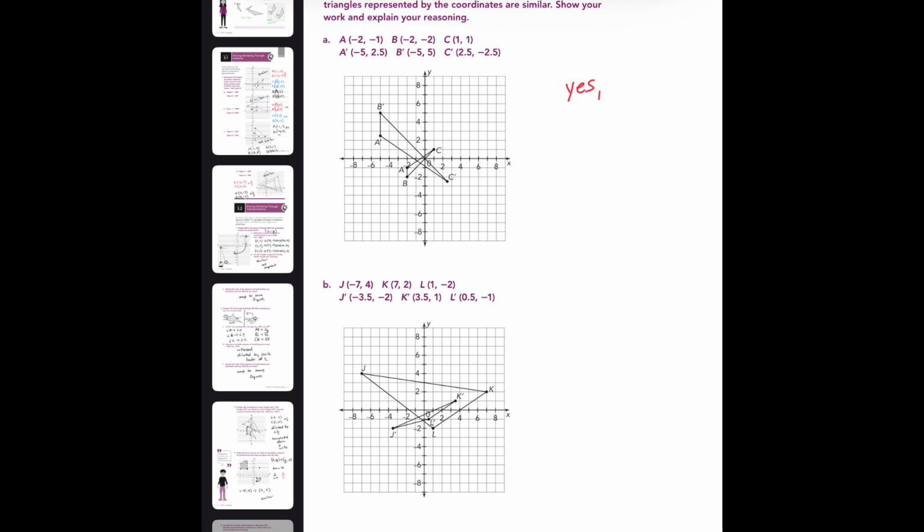And if we want to figure out what the changes were, what the transformation was, it was dilated from the original figure of ABC by a scale factor of 2.5, and then reflected across the x-axis.